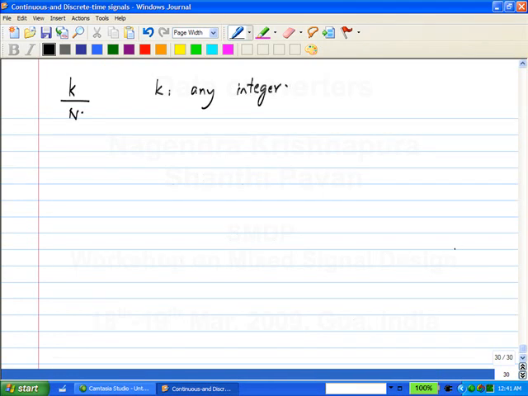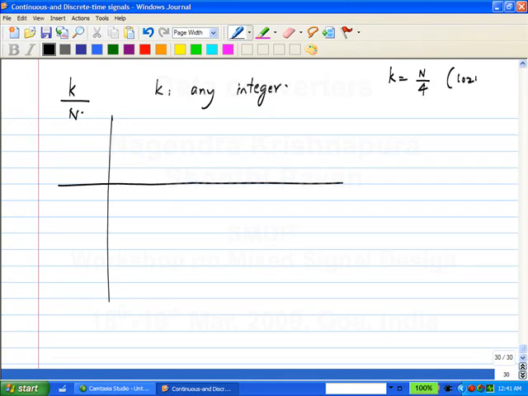Now, for instance, let me take K to be N by 4, in this case 1024. N is 8192. What will happen? My input will be at Fs by 4. What will be my outputs?